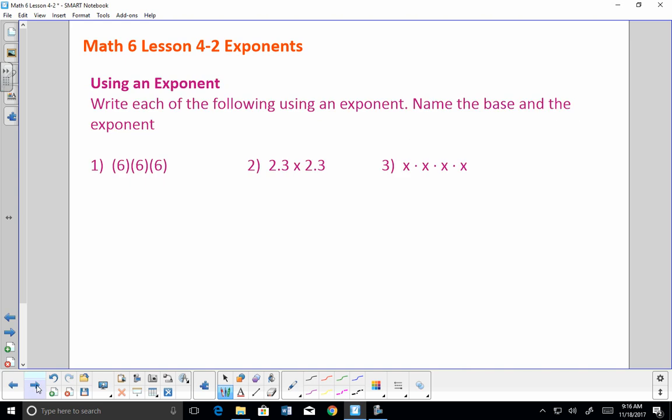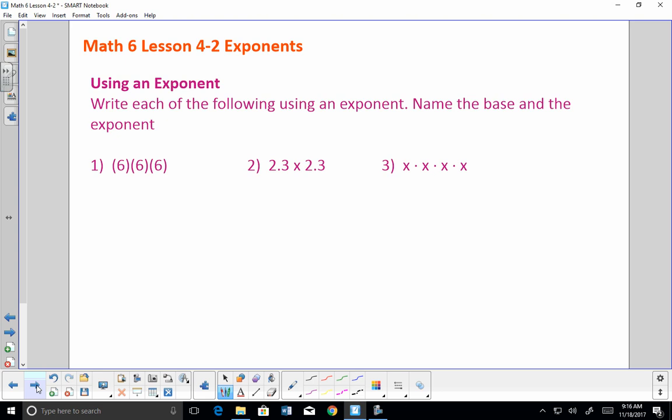One of the things that you have to be able to do is understand how exponents work. The easiest way to do that is to be able to convert back and forth between something that's in what we call exponential form and something that is in factored form. The numbers you see here are in what we call factored form. They're a bunch of numbers multiplied together, which means they are factors. 6 times 6 times 6, 2.3 times 2.3, x times x times x times x.